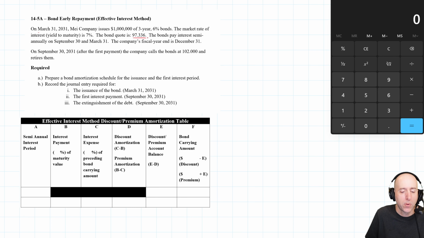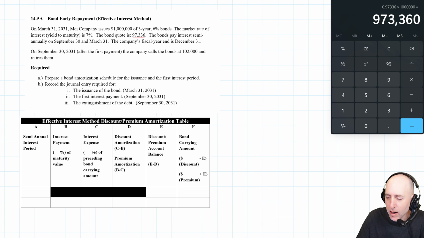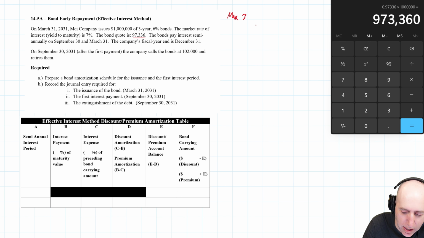We're getting 97.336% of what we asked for. 0.97336 times $1 million means we got $973,360 cash. So let's do that first journal entry. I always like to do that. March 31st, 2031, debit cash 973,360. Of course, we credit bonds payable.